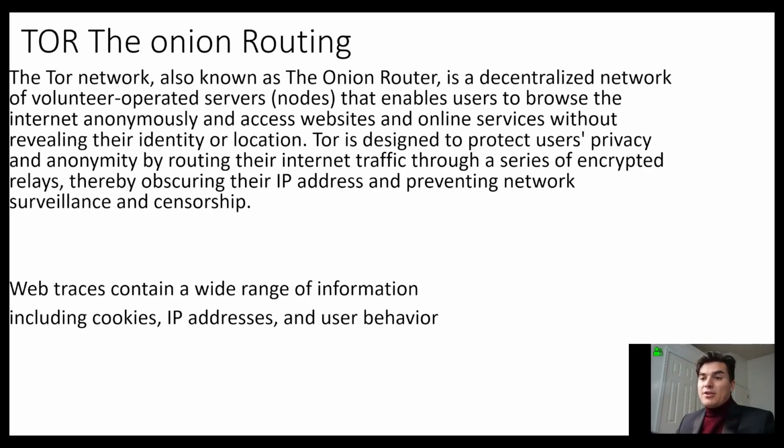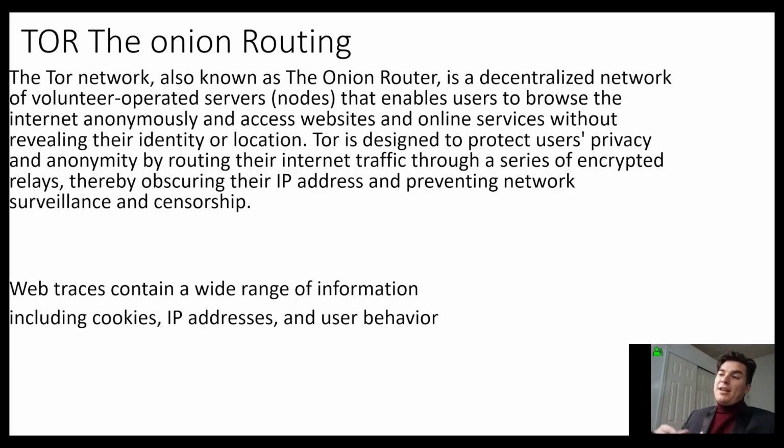The onion routing. The Tor network, also known as the onion router, is a decentralized network of volunteer-operated servers, nodes, that enable users to browse the internet anonymously and access websites and online services without revealing their identity or location. It's designed to protect your privacy and anonymity by routing internet traffic through a series of encrypted relays, thereby obscuring the IPs.